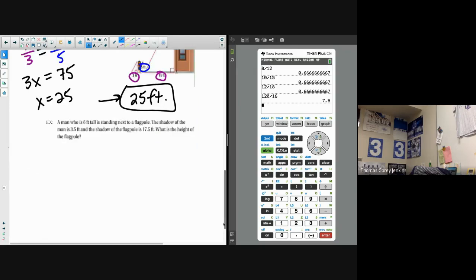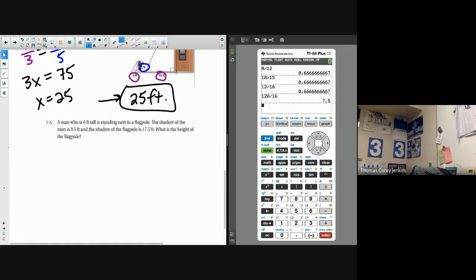All right, then it says a man who is 6 feet tall is standing next to a flagpole. The shadow of the man is 3.5 feet, and the shadow of the flagpole is 17.5 feet. What's the height of the flagpole?